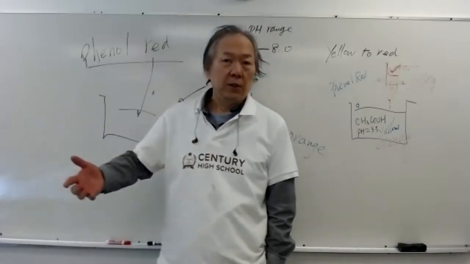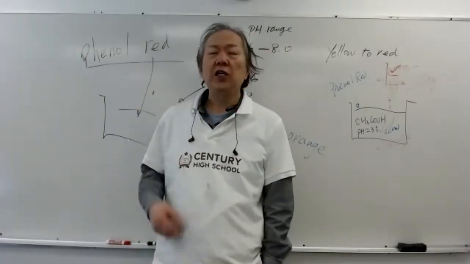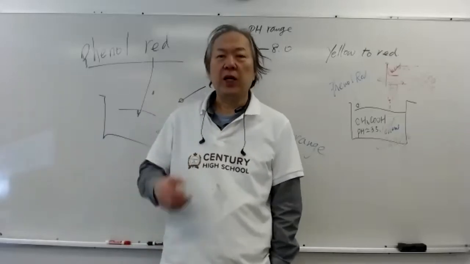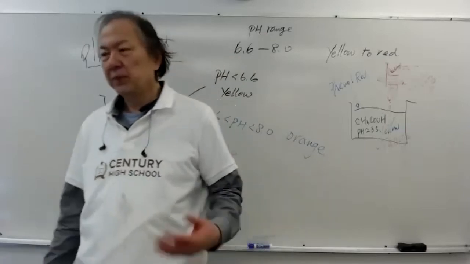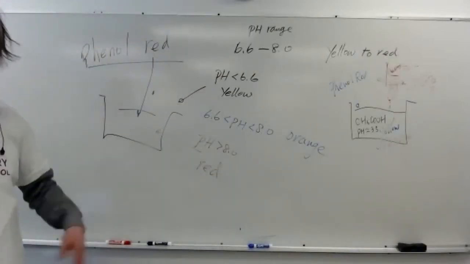Then you will ask, Mr. Wang, why don't we just use that one in the beginning? Answer is very simple, because it is too expensive. Okay, so that's the reason why they want you to use the simple one first.